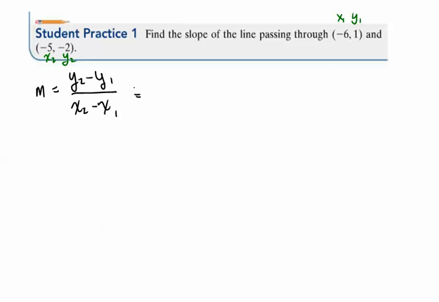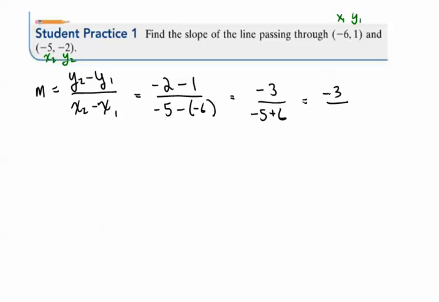Now I'm going to begin to plug them in. y2 is -2 minus y1 is just 1. x2 is -5 minus x1 is -6. So the numerator, -2 minus 1, is going to be -3, and -5 plus 6 in the denominator. We'll write that intermediate step there, and we get -3 over +1, and so we have a slope of -3.